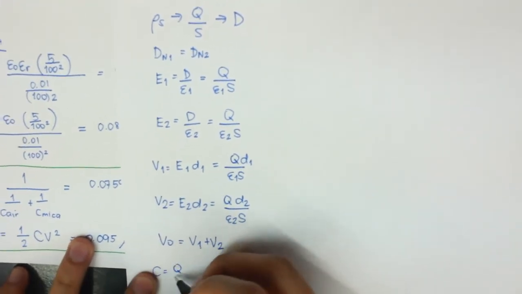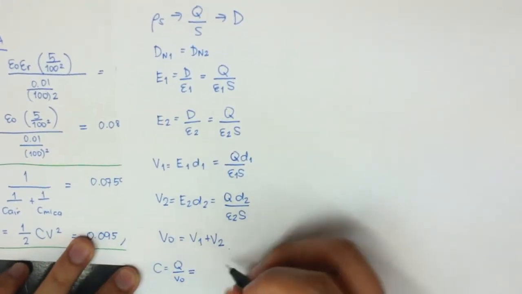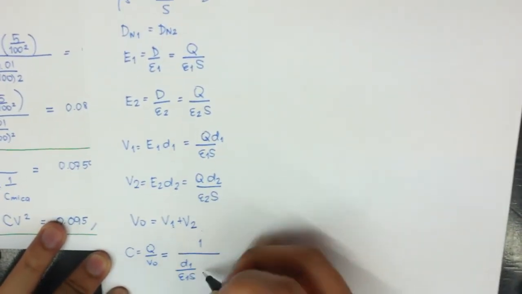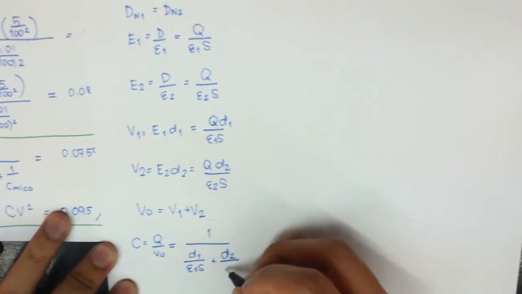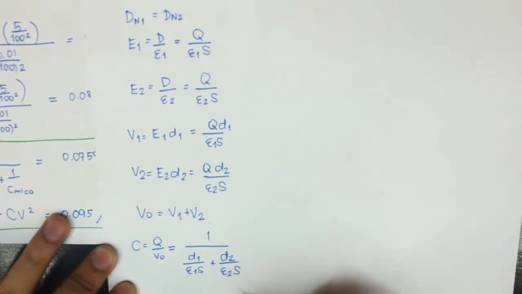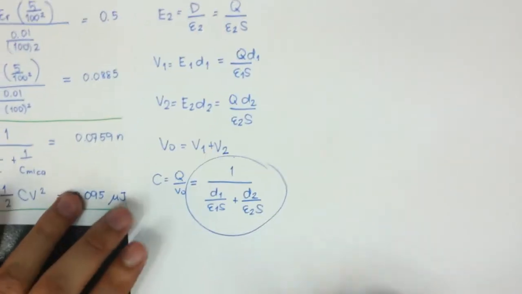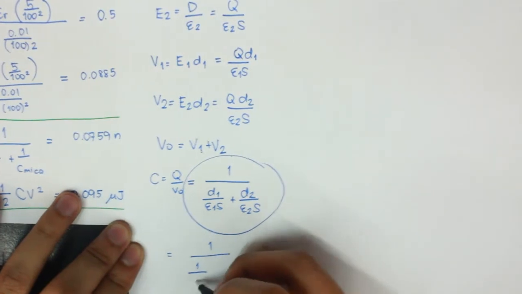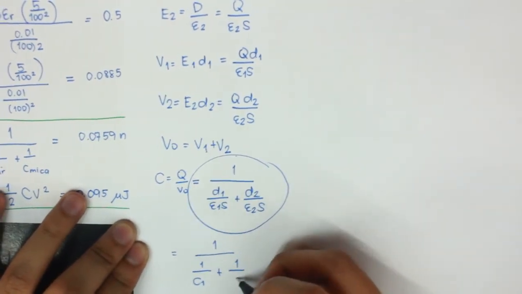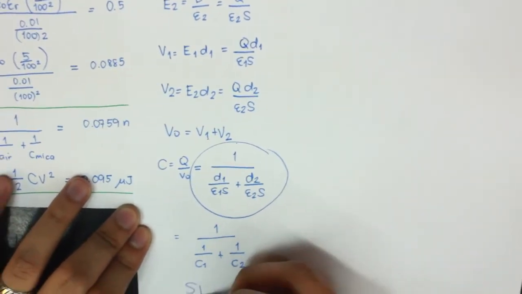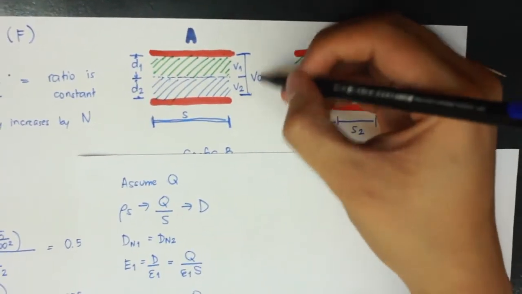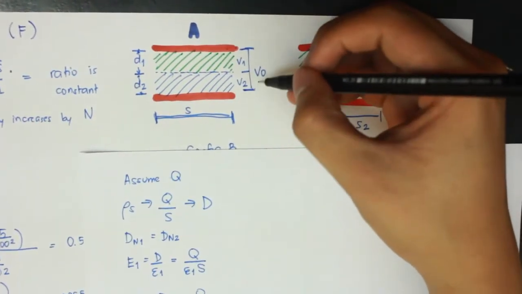Right away, yung C equals Q/V0 natin, nakikita natin 1/C equals D1 over epsilon 1 S plus D2 over epsilon 2 S. And this formula gives us yung formula for series capacitance, 1 over C1 plus 1 over C2. That's series. Well, ang kailangan nyo lang tandaan, yung hint, lagi tayo nag-assume ng potential difference dun sa conducting plates.